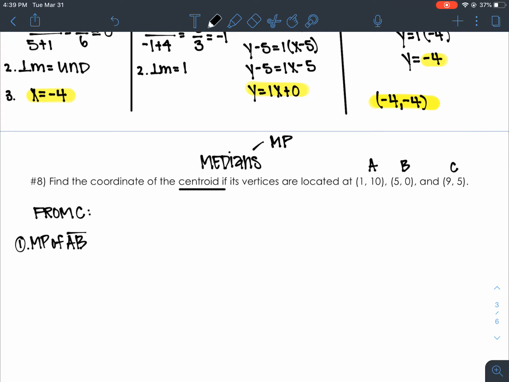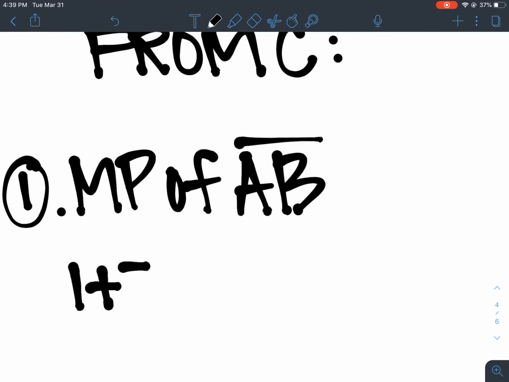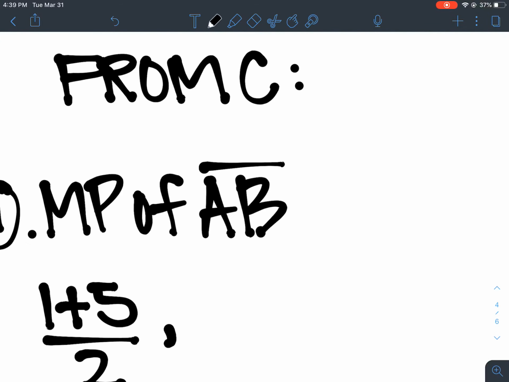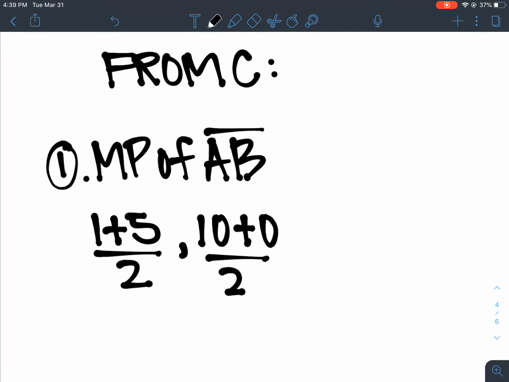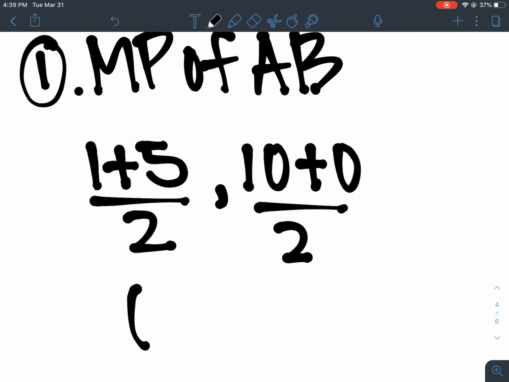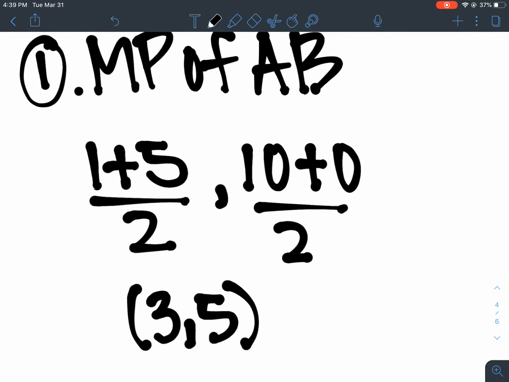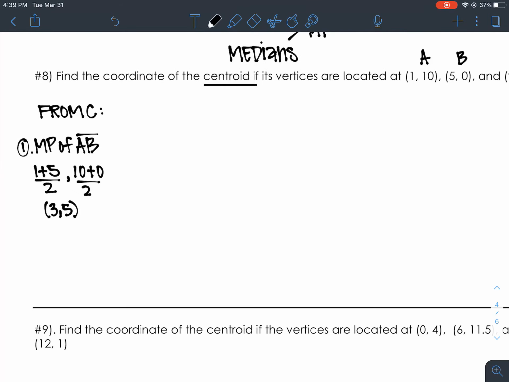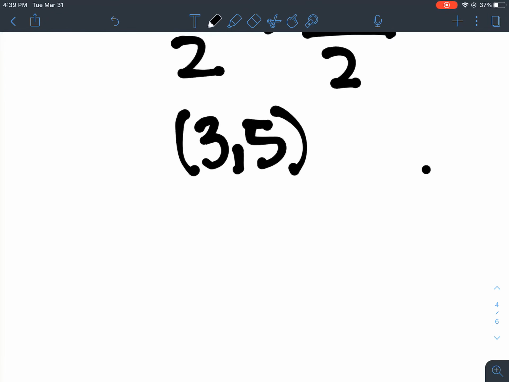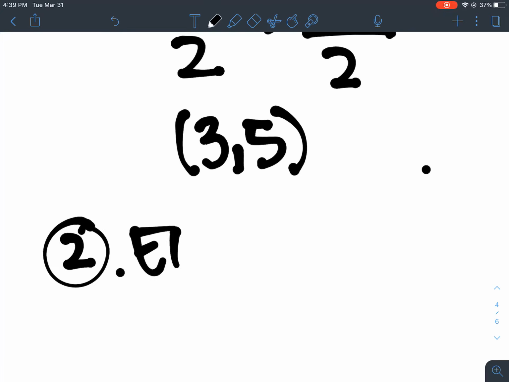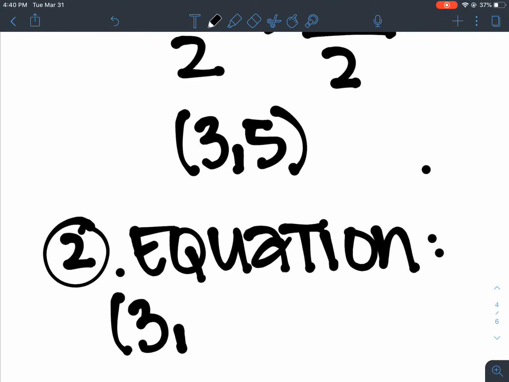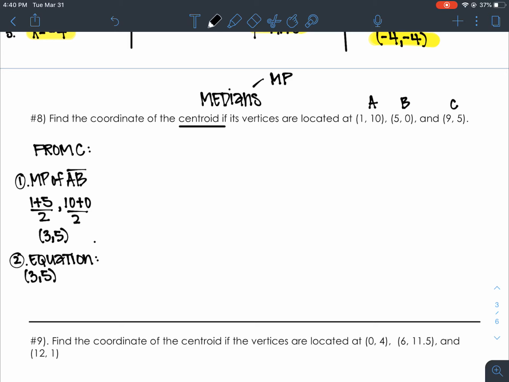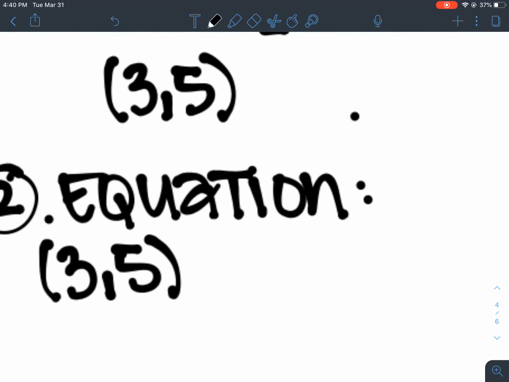So I'm going to find the midpoint of AB, which means I'm going to add 1 plus 5 together, and then divide it by 2. And then I'm going to add the 10 plus 0 together, and then divide it by 2. All right, which means that my midpoint is going to be 3 comma 5. Okay. Now, from there, I need to write the equation of that median. And that median has to pass through that midpoint of 3 comma 5 and the vertex of C, which is what we chose, which is 9 comma 5.